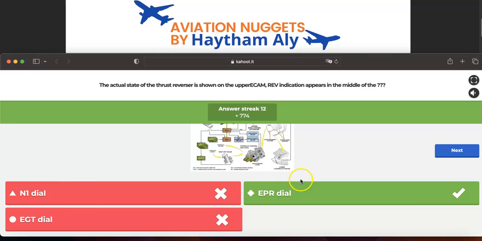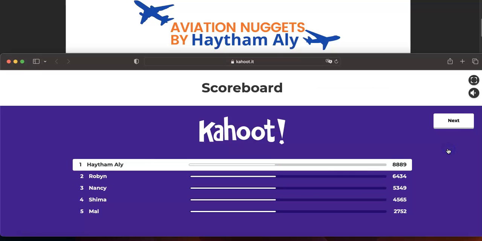So a reverse indication comes on the middle of the EPR dial when the thrust reverser system is in transit or fully deployed. If the thrust reverser translating sleeve is in transit, a reverse amber indication will come in the middle of the EPR dial. And only when the thrust reverser system is fully deployed, a reverse green indication comes in the middle of the EPR dial. Okay, let's proceed to the next question.